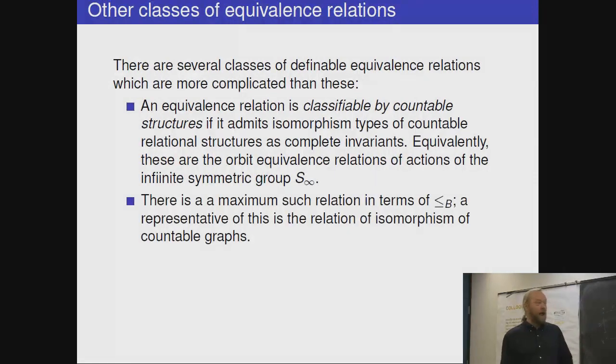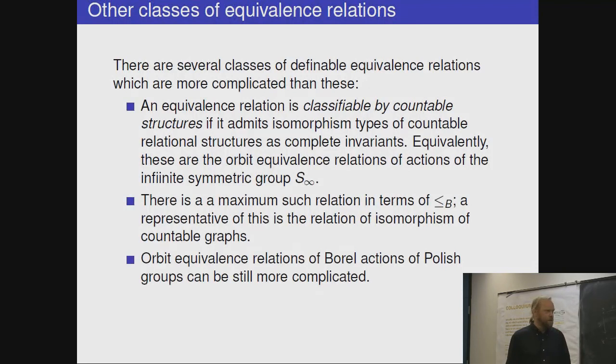Isomorphism of countable graphs is actually a maximal equivalence relation among these. It's as bad as any sort of classification of countable algebraic structures can get. And again, this is beyond what the universal countable Borel equivalence relation is. We can also look at more general Polish groups, things possibly more complicated even than the infinite symmetric group.